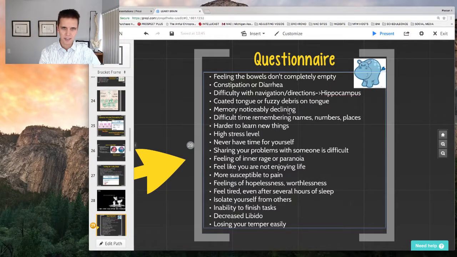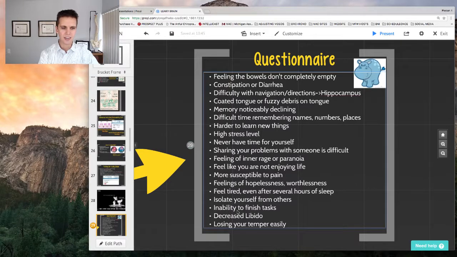Noticeable memory decline. Again, that's an early onset brain degeneration symptom. Difficult time remembering names, numbers, and places. Hard to learn new things. High stress level, never have time for yourself. Sharing your problems with someone is difficult, or vulnerability. Feelings of inner rage or paranoia. Feel like you are not enjoying life. More susceptible to pain. Feelings of hopelessness and worthlessness. Feeling tired even after several hours of sleep. That's a very common one that I hear a lot. Isolating yourself.